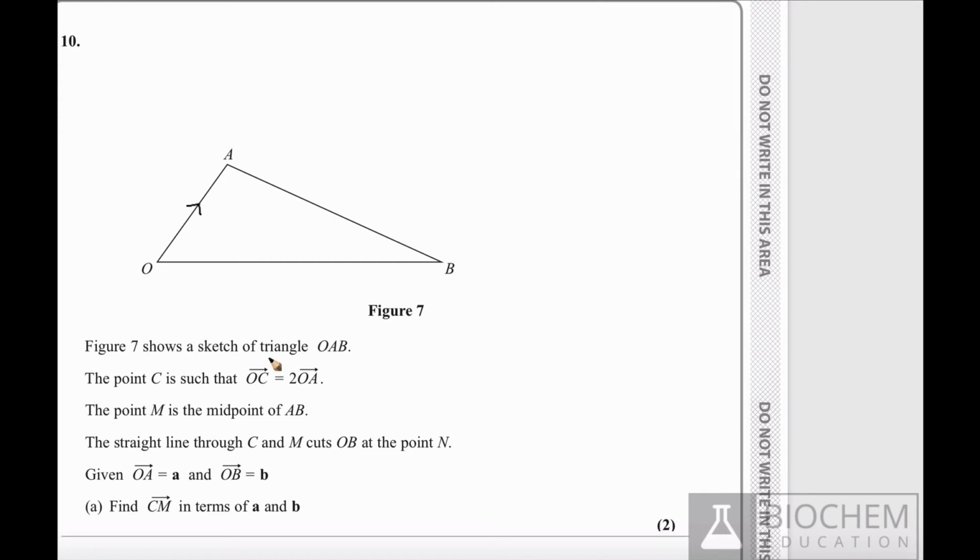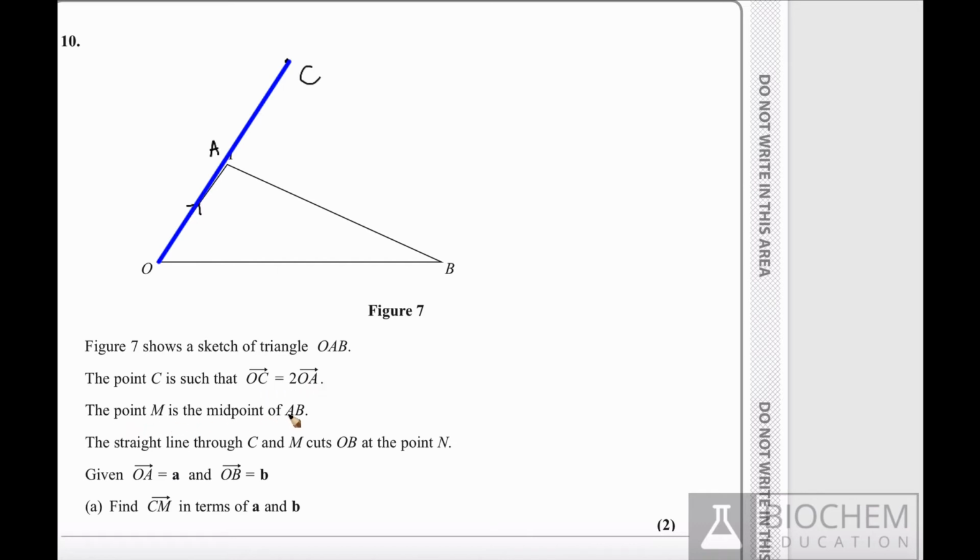And point C is such that vector OC, a vector drawn from O to point C, is 2 times OA. Hence, it's likely that point C is somewhere here, such that OC vector, when drawn like that, we can draw a line all the way from here to C. This is point C, and this is our point A. And OC vector is 2 times OA according to this equation.